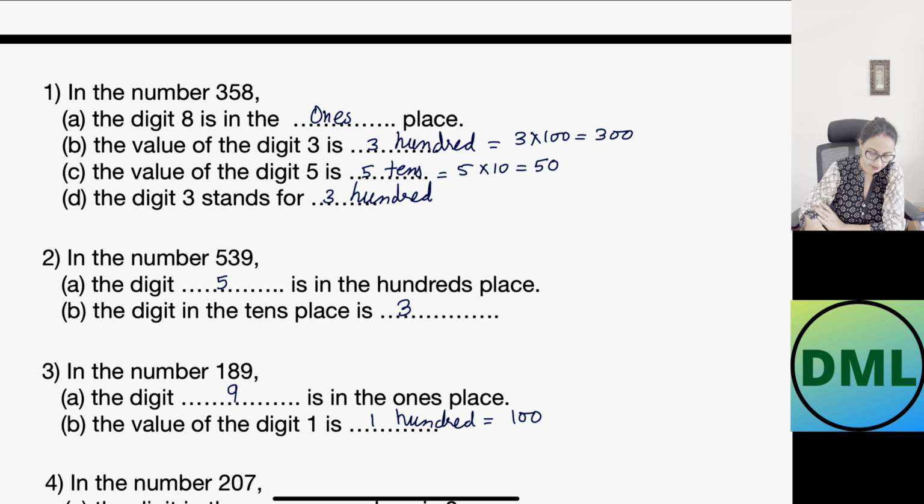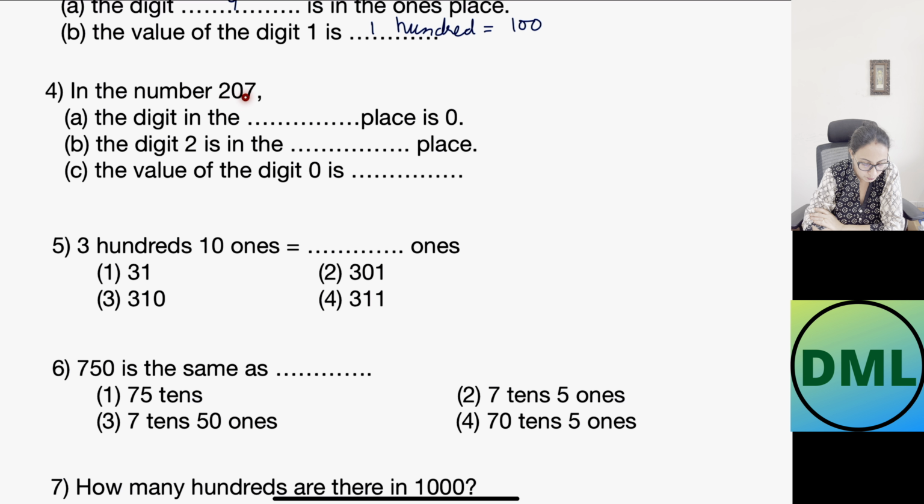Let's see the next question here. In the number 207, the digit in the dash place is 0. 0 is at which place? Ones place, tens place. The digit 0 is at tens place. Let's write down the answer here as tens place. The digit 2 is in the dash place. 2 is in hundreds place. This is ones, tens and hundreds. So 2 is at hundreds place. Let's write down the answer here. The digit 2 is at hundreds place.